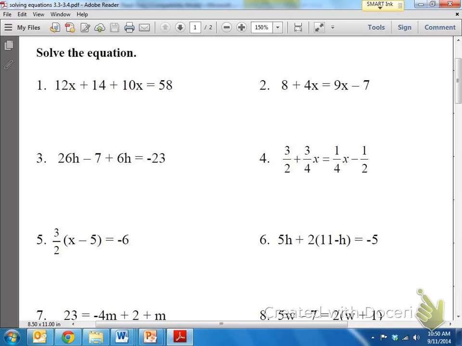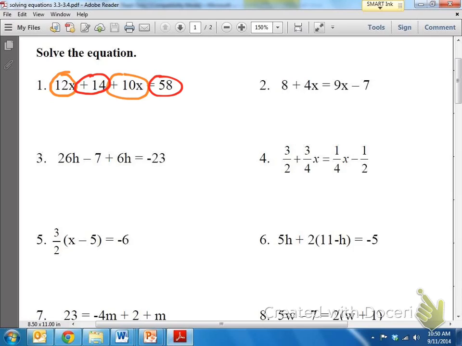So let's circle our like terms. 12x and 10x are like terms, and 14 and 58 are like terms. So let's combine those together. Here's what's important though. Look at 12x and 10x. Notice how they're both on the left side of the equal sign. So if they're both on the same side, I don't need to do any inverse operations. I don't need to do the opposite. I only do inverse or opposite operations when the term crosses the equal sign.